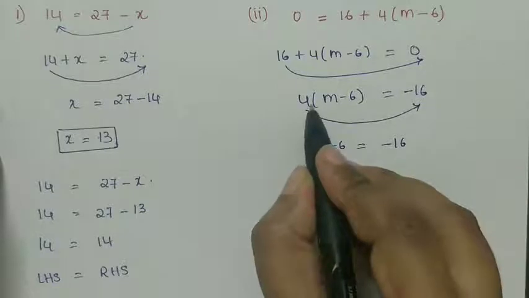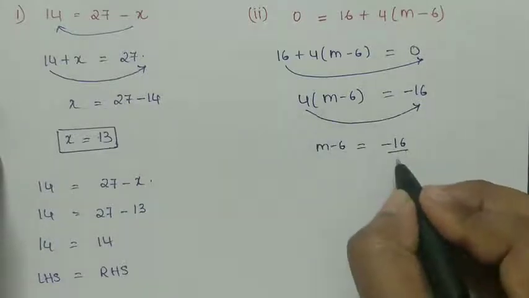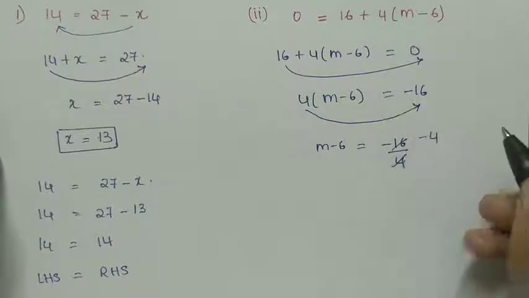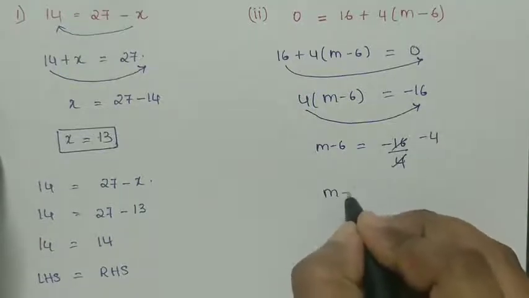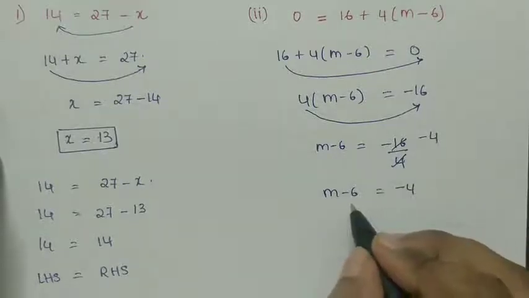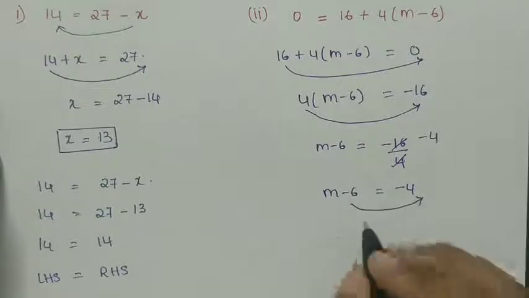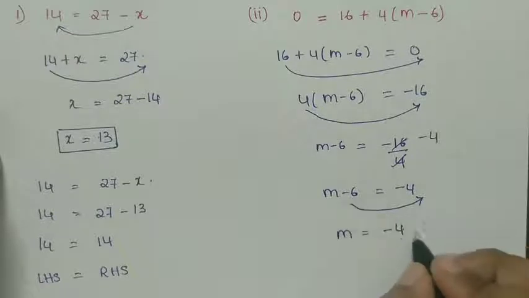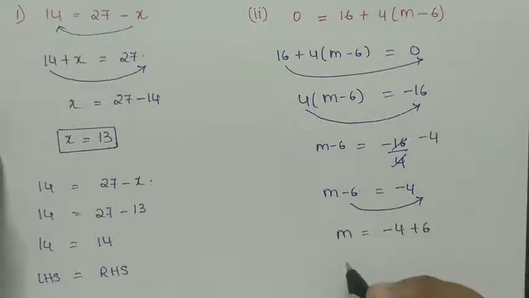4 is multiplying here, so it becomes division in RHS. Minus 16 by 4, that is minus 4. m minus 6 is equal to minus 4. Now transpose minus 6 to RHS. m is equal to minus 4, and minus 6 will become plus 6. m equal to 6 minus 4, which is 2. m equal to 2 is the solution.